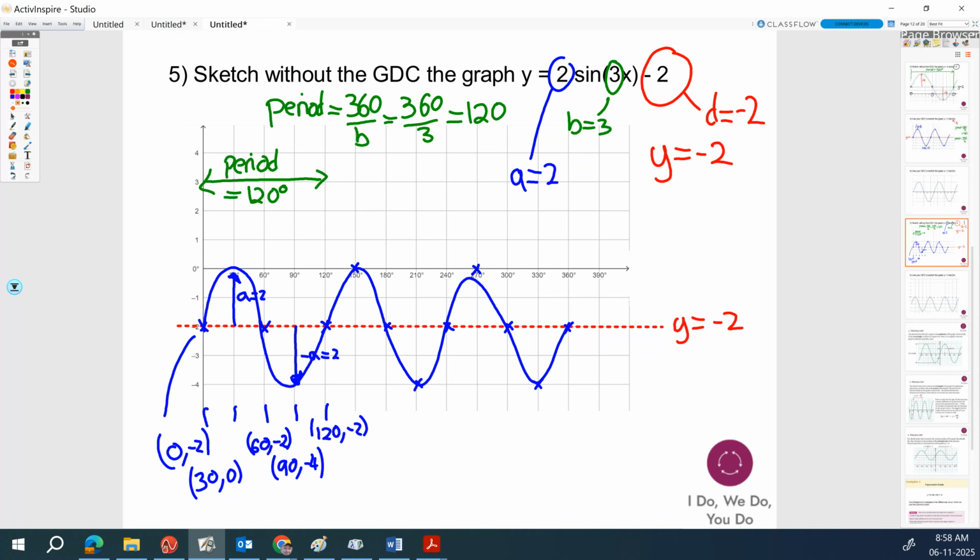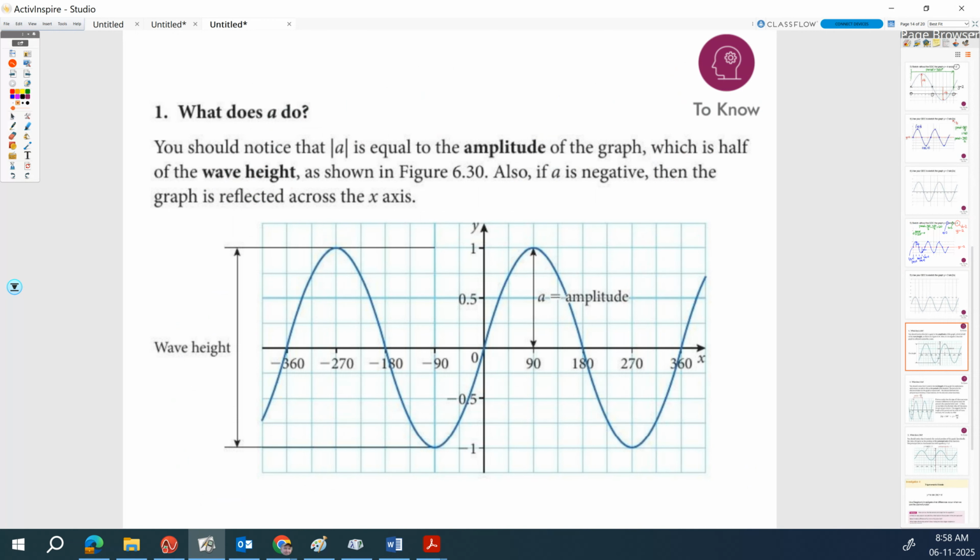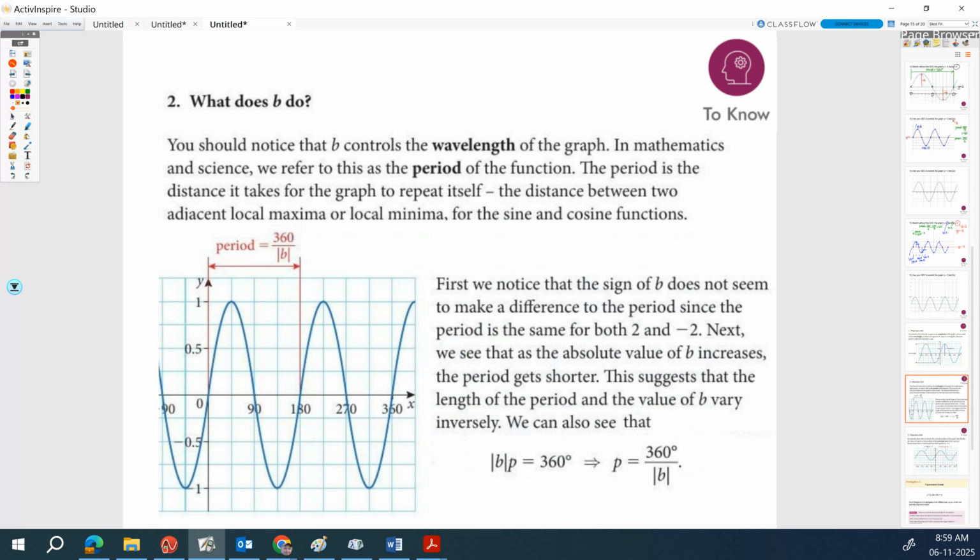We have a summary of all of this on these next pages. So what does the A do? This is your to-know knowledge for today. It talks about the amplitude, and you can have a look back over this later. So we can see the A value here. This is the amplitude of the graph. What does B do? B is our period. So here we have our key formula for a period, where the period is equal to 360 divided by the absolute value of B. And this is our wavelength.